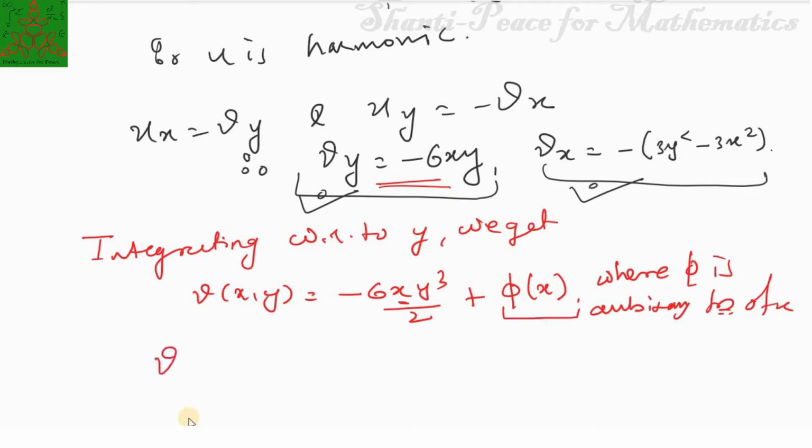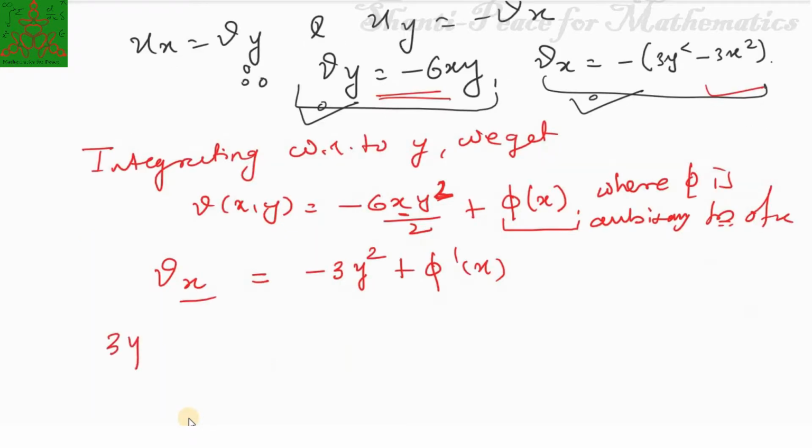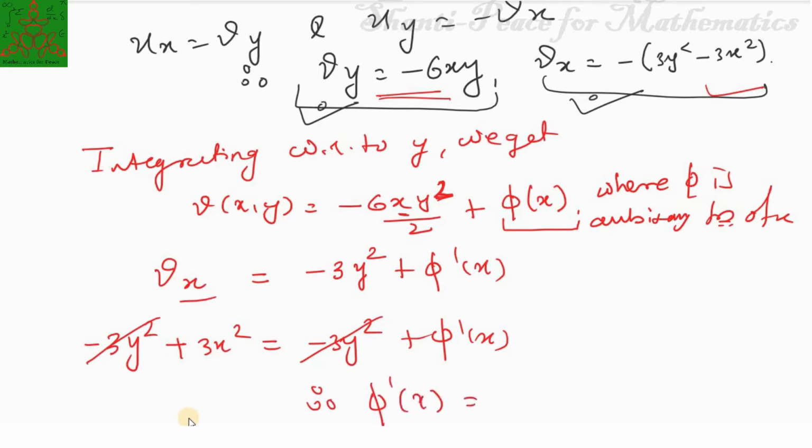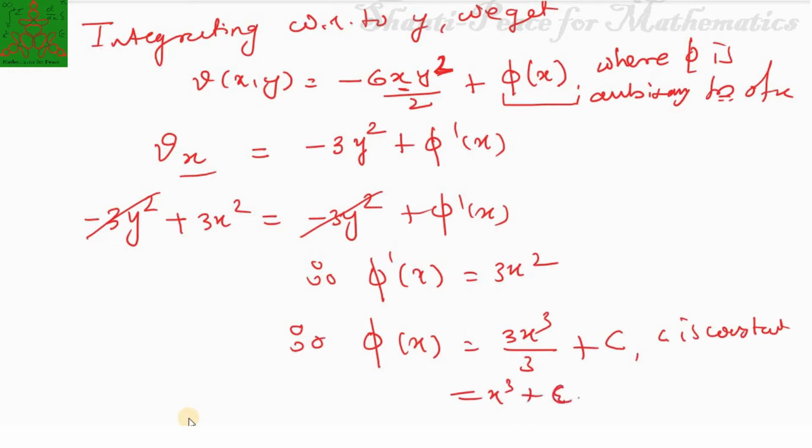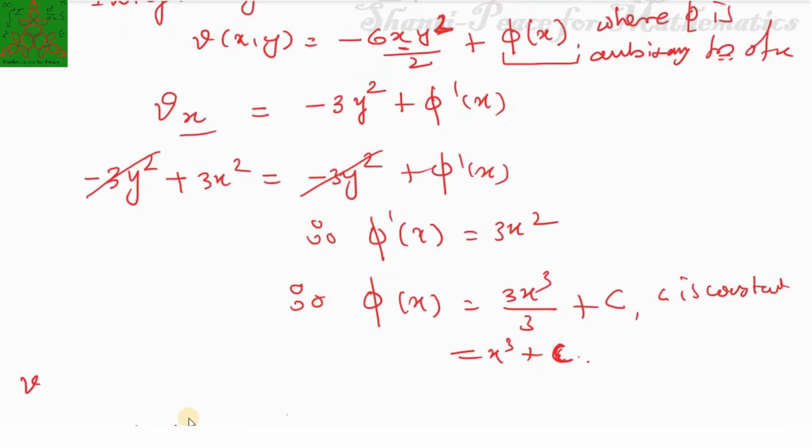So partially differentiating with respect to x gives v_x equal to −3y², plus phi dash of x. Since v_x from the CR equation is 3y² − 3y² plus 3x², equal to −3y² plus phi dash of x, you just see that −3y² cancels out on both sides, so phi dash of x is 3x². Integrating both sides, phi of x is 3x³/3 plus some constant, where c is a constant. So we'll have x³ plus c.